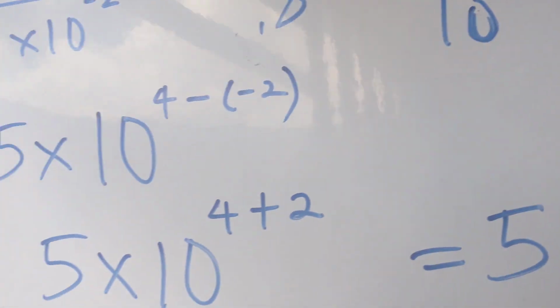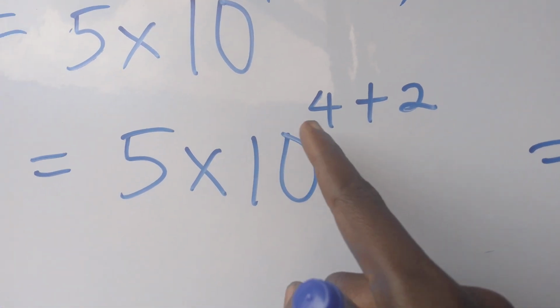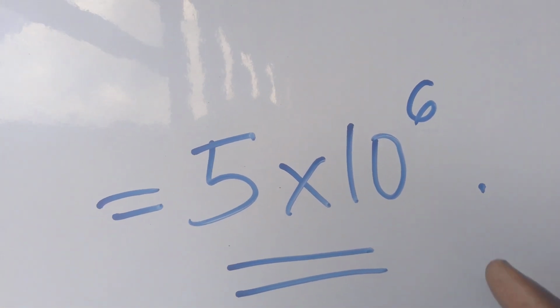Alright. So this is 5 times 10 raised to the power, minus times minus is a plus. That will be 4 plus 2 gives us 6. And it's 5 times 10 raised to the power 6.